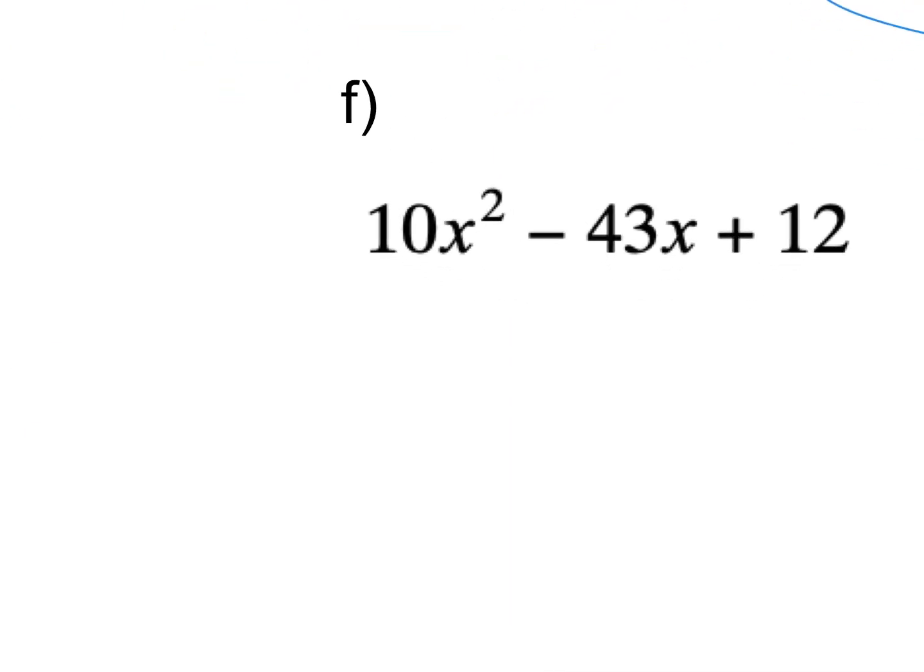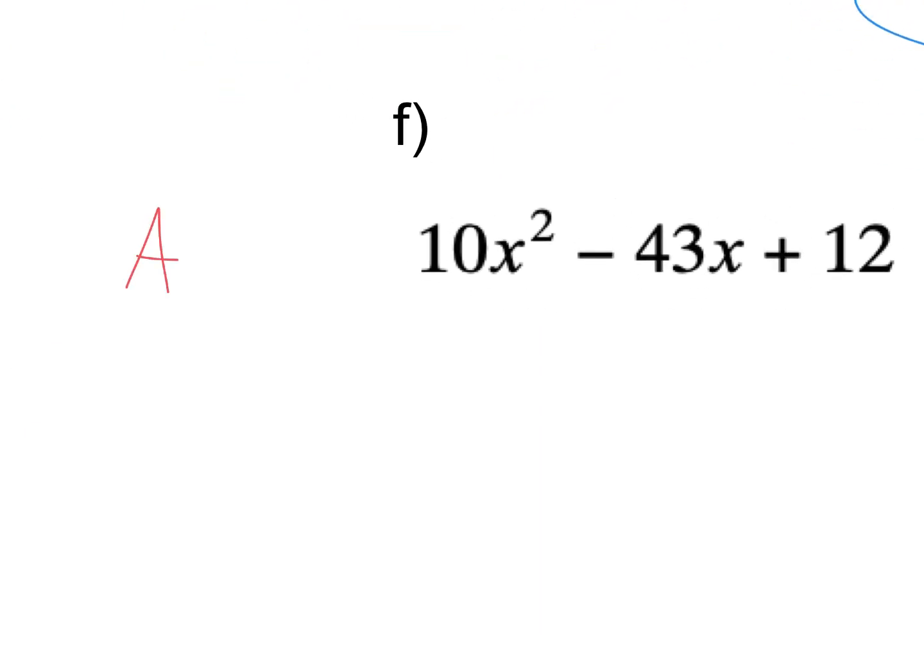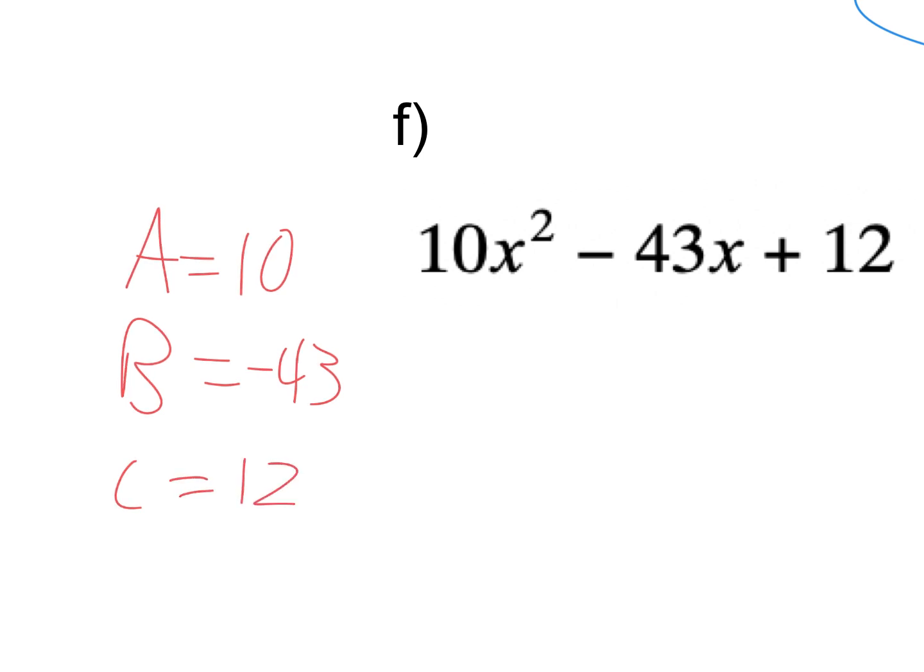Okay, for problem F, let's get our values. So A equals 10, B is negative 43, and C is 12. So doing our product sum, our B value, the sum is negative 43. The product is A times C, which would be 120. So we got some big numbers. Notice our product is positive, but our sum is negative. So if that is ever the case, both of our factors are going to be negative numbers. So now we need two factors from 120 that add to 43 and multiply to 120.